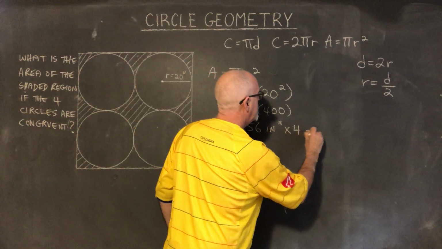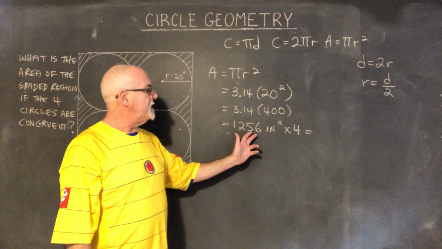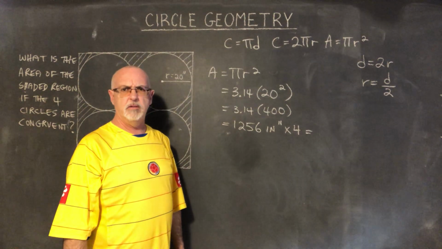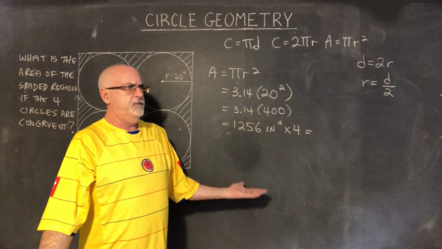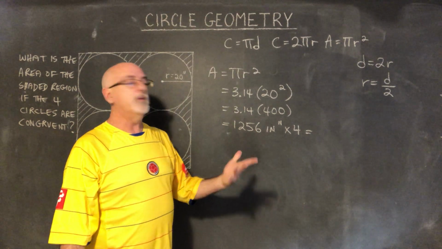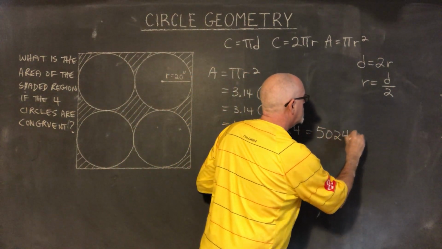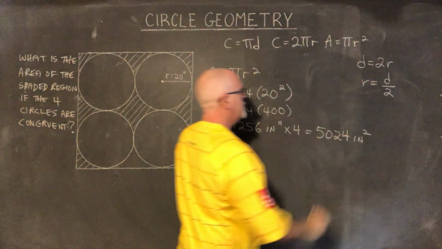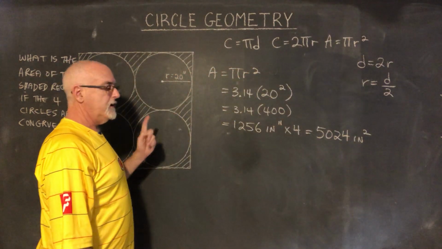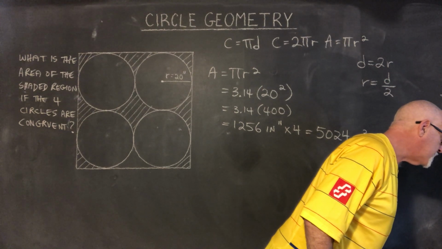Times 4 equals, can I do this in my head? 1,200 times 4 is 4,800. 50 times 4 is 200, and 4,800 plus 200 is 5,000. But then I have to do the 4 times 6, so 24. 5,024. 5,024 square inches is the total area of the 4 white circles. Double checking with his notes. There it is.